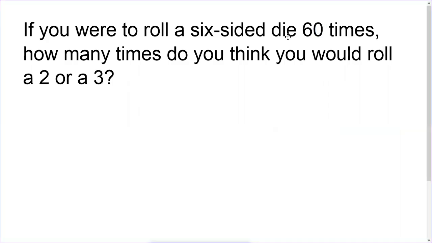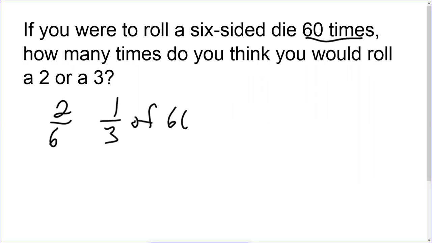Now, if you were to roll that 6-sided die 60 times, how many times do you think it would come up a 2 or a 3? Well, the probability of rolling a 2 or a 3 is 2 out of 6, which is 1/3. So 1/3 of those 60 rolls you could expect to be a 2 or a 3. And 1/3 of 60, 20 would be a really good prediction on this. You could expect to roll a 2 or a 3 20 times if you rolled it 60 times.